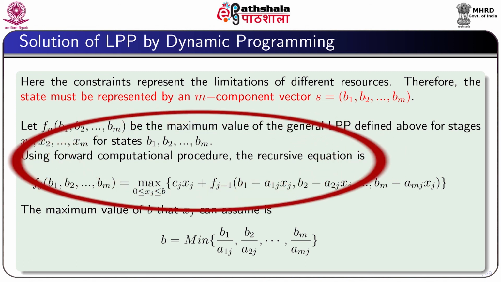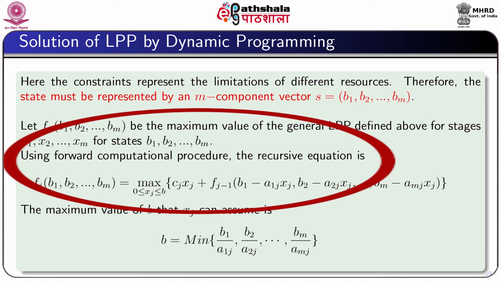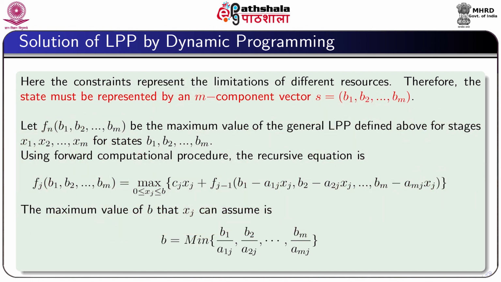Now, using the forward computational procedure, the recursive equation can be obtained as f_j(b_1, b_2, ..., b_m) is equal to the maximum of c_j x_j plus f_{j-1}(b_1 minus a_1j x_j, b_2 minus a_2j x_j, ..., b_m minus a_mj x_j), where 0 is less than or equal to x_j less than or equal to b.